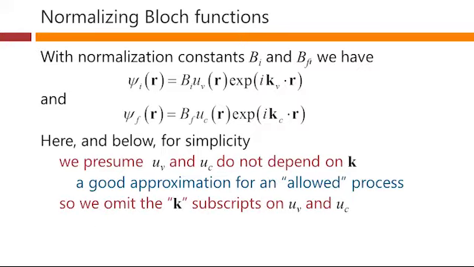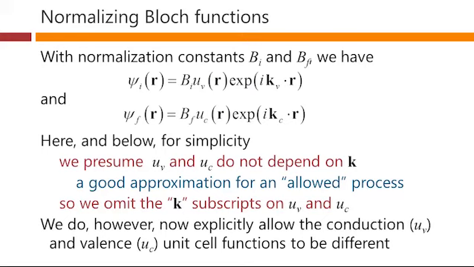So given that, again, for simplicity in our algebra, that allows us to omit the k subscripts on both of these unit cell functions. We do, however, allow the conduction and valence band unit cell functions to be different. In fact, they really have to be different here or we're not going to get good optical absorption. So this unit cell function in the valence band, we're seeing it doesn't vary very much with kV, but it's different from this unit cell in the conduction band, which we're also presuming for simplicity doesn't vary very much with Kc.